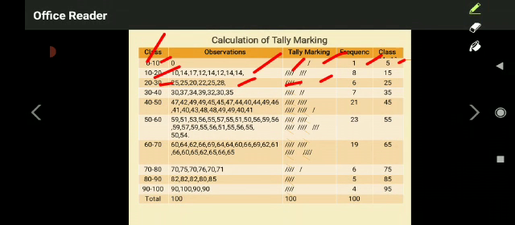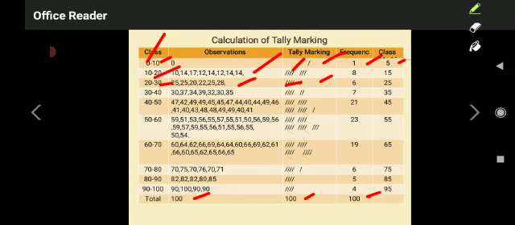The total number of frequencies must be equal to the total number of tally markings and observations. If any mistakes are made over there, your entire answer will be wrong. At the end, the observations, the tally markings, and the frequencies must be equal. Suppose your observations are 99, your tally marking is 100, and your frequency is 98, for example, your answer will be wrong.